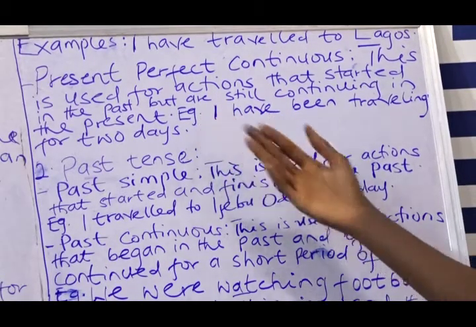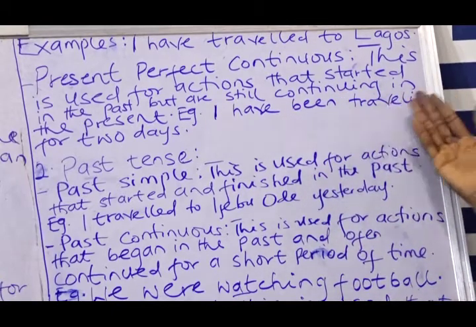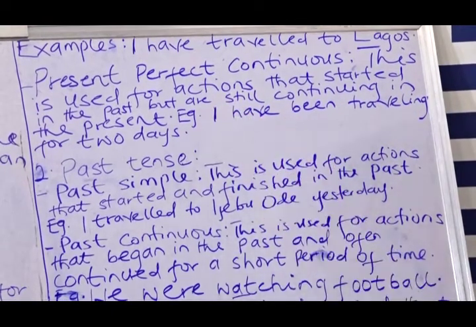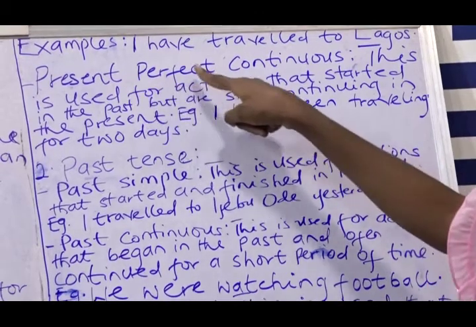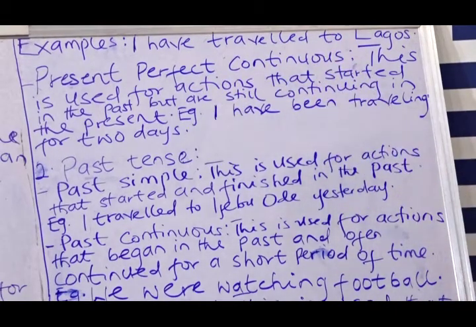The example I have on the board here is, I have been traveling for 2 days. You have not completed your traveling. You are still on the road. So you can say, I have been traveling for 2 days. This action started in the past, but it has extended to the present. So that is why it is present perfect continuous.